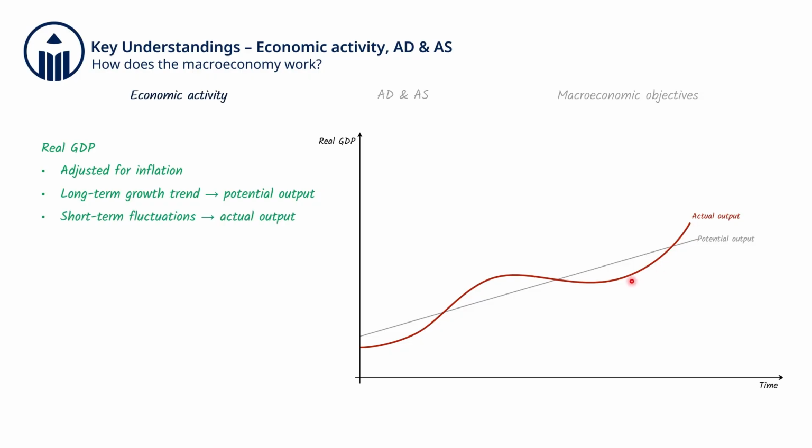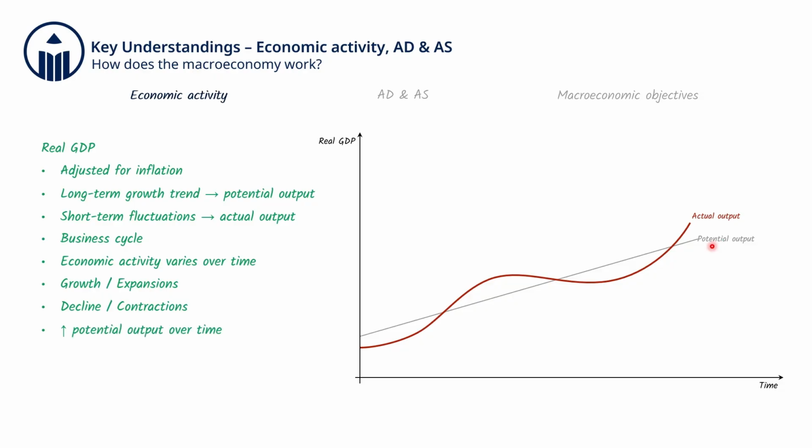This is represented by a model we call the business cycle. This model shows that economic activity varies over time, experiencing growth or expansions and decline or contractions. Though the actual output varies, the trend shows an increase in potential output over time. This is due to improvements in an economy's factors of production.